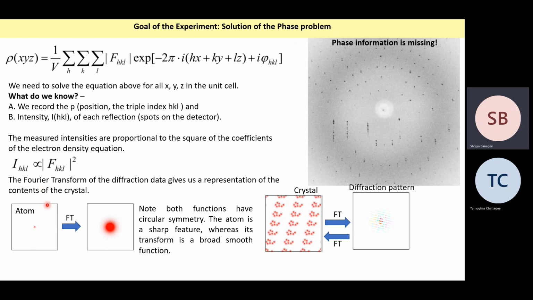So this is a representation of the atom and its Fourier transform. Note that both the atom and its Fourier transformation have circular symmetry. But the atom is a very sharp point and the Fourier transformation is kind of blurry. So if you extend this to a crystal, the Fourier transformation of a crystal will give you the diffraction pattern, and the Fourier transformation of the diffraction pattern will give you the crystal. So in experiments, you have the diffraction pattern, and you need to carry out a Fourier transformation to get data on the crystal.